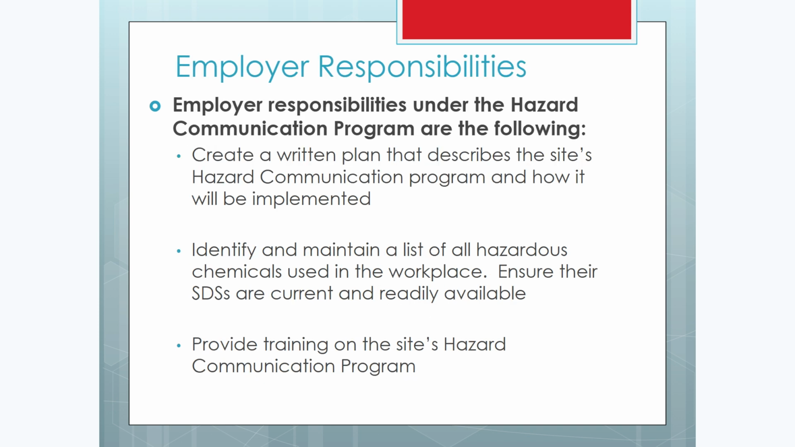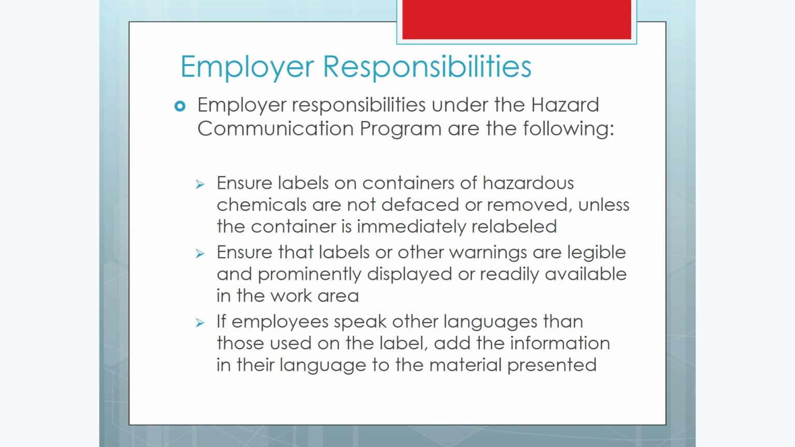So the employer responsibilities under the hazard communication program are to create a written plan that describes the site's hazard communication program and how it will be implemented, identify and maintain a list of all hazardous chemicals used in the workplace, ensuring their SDSs are current and readily available, provide training on the site's HazCom program, ensure that labels on containers of hazardous chemicals are not defaced or removed unless the container is immediately relabeled, ensure that labels or other warnings are legible and prominently displayed or readily available in the work area, and then if employees speak other languages than those used on the label, to add the information in their language to the material presented.